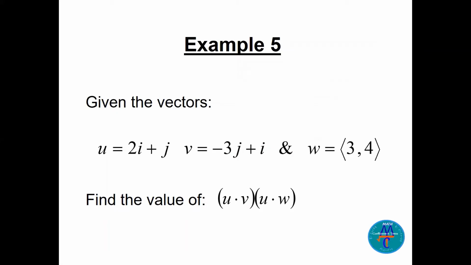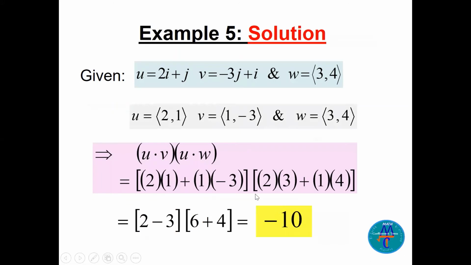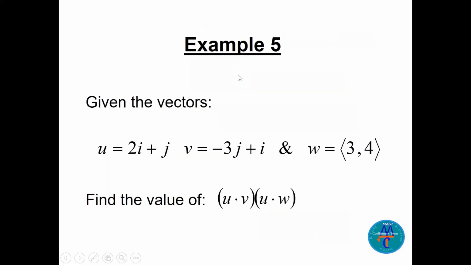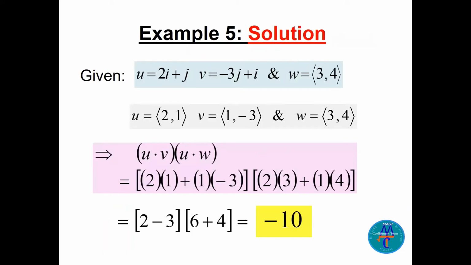Another example, example 5, given the vectors u, v, and w, find the value of (u dot v) times (u dot w). So let's find each one first and then multiply the numbers. Now the vector u is 2, 1. Vector v, oh, look at vector v. Vector v is minus 3j plus i. Be careful to rearrange it. So vector v is 1, minus 3, and vector w is 3, 4.